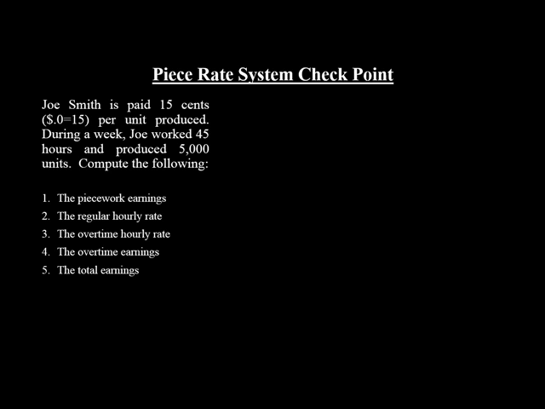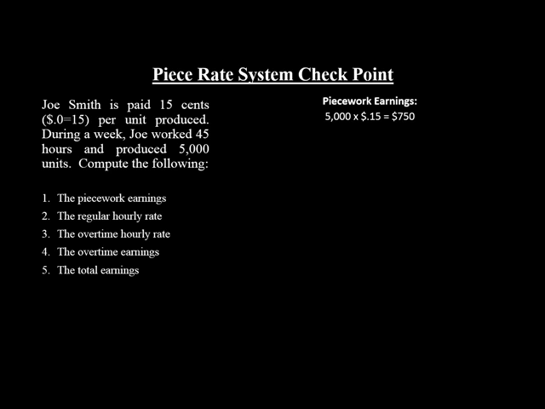Piece rate system checkpoint. Let's try one. Joe Smith is paid 15 cents per unit produced. During a week, Joe worked 45 hours and produced 5,000 units. Compute the following. The piece work earnings is going to be 5,000 units times 15 cents for $750.